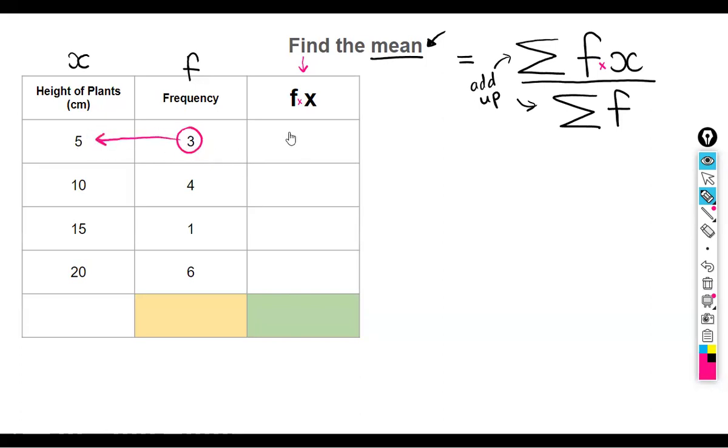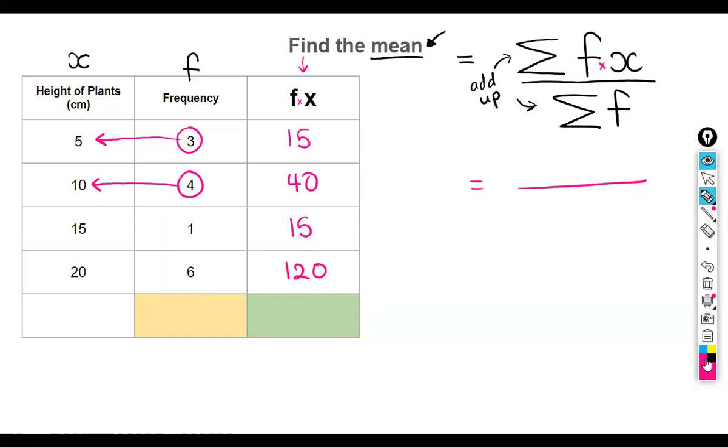3 multiplied by 5 is 15. Do the same thing here. Take the f value and multiply it by the corresponding x value. 4 by 10 is 40. You all can more than do the rest. Figure out the two missing values there. You're taking the f and multiplying it by the x. That is all you're doing. You can do this in your head, right? You don't need no calculator for this. Right? Easy stuff. 1 by 15 is 15. 6 by 20 is 120. All right, we're almost done, don't worry.